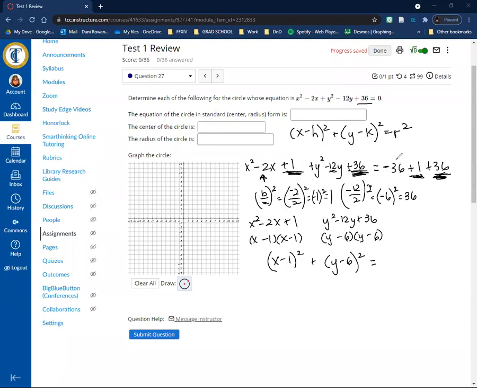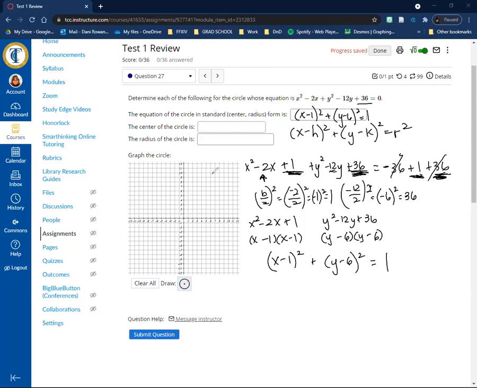And what is negative 36 plus 1 plus 36? 1. Yeah, it's just 1 because those will cancel, right? Okay, we have this in our circle form. So we have the first part, we have our equation, right? We have x minus 1 squared plus y minus 6 squared equals 1.